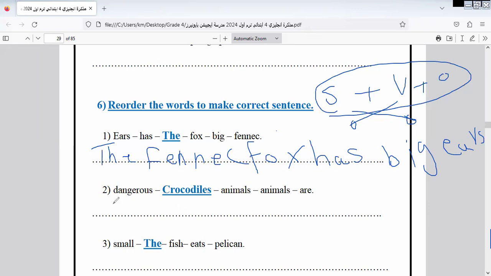Here is crocodiles. What can I answer? Let's answer together. Here is the subject, crocodiles. The answer would be crocodiles are. This is the subject, verb. Are dangerous animals.